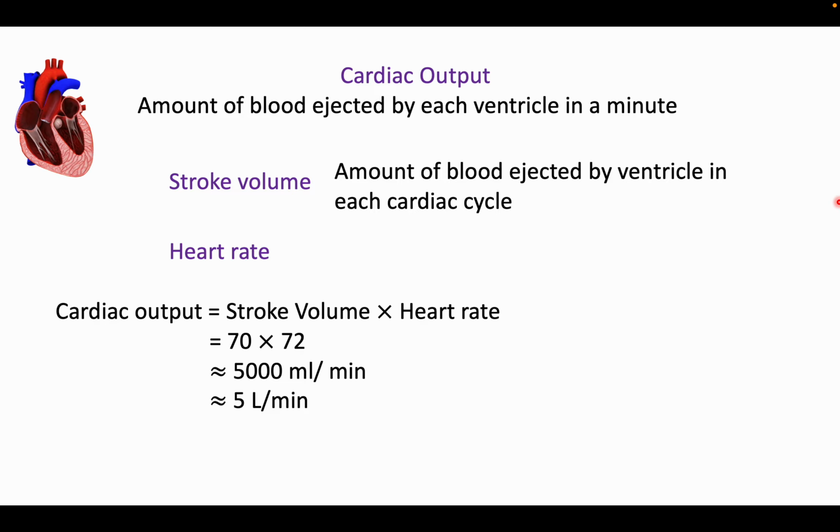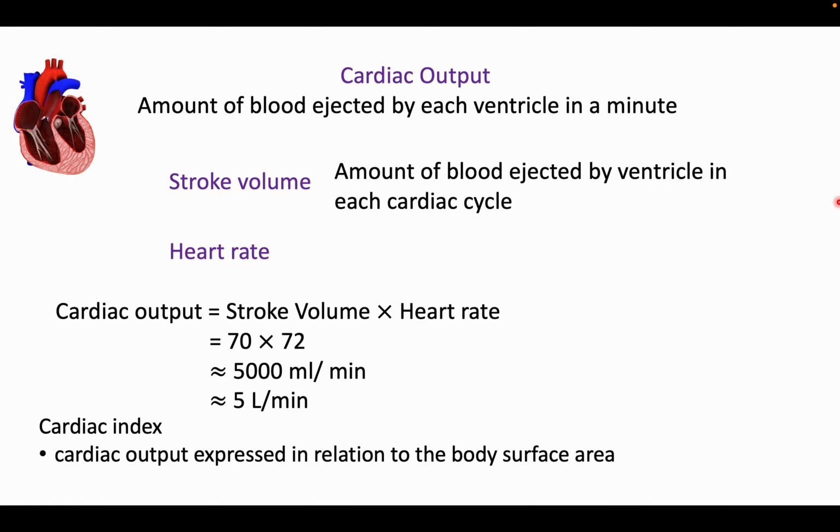but it can change during exercise, when the body's needs are more, or when the body size is more or less. In a large human being, the blood requirement is more, so the cardiac output will be more, but in small babies the cardiac output will be less. So we have to take the body surface area into account, and the value which comes is the cardiac index. It is the cardiac output expressed in relation to the body surface area, and the normal value of cardiac index is 3.2 liters per minute per meter square of body area.